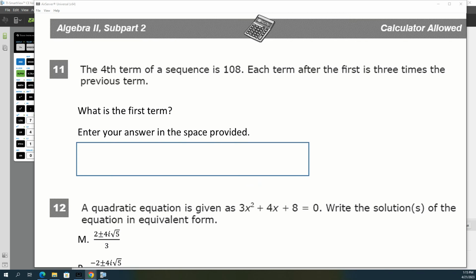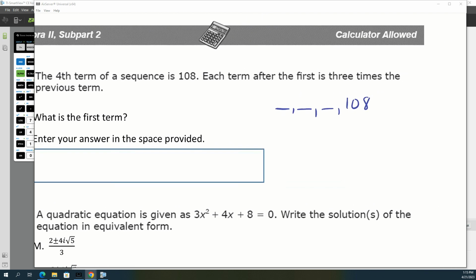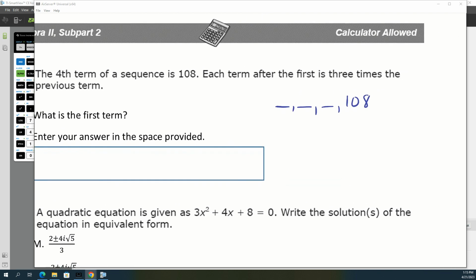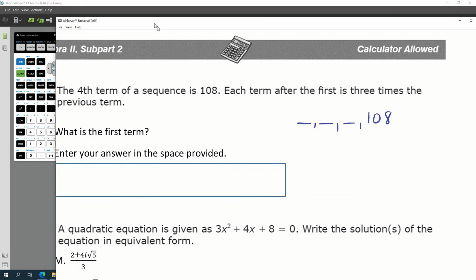Right, so subpart 2, you start being able to use the calculator. And number 11 tells you the fourth term in a sequence is 108, and each term after the first is 3 times the previous. So I'm going to just set this up. So first, second, third, fourth is 108.